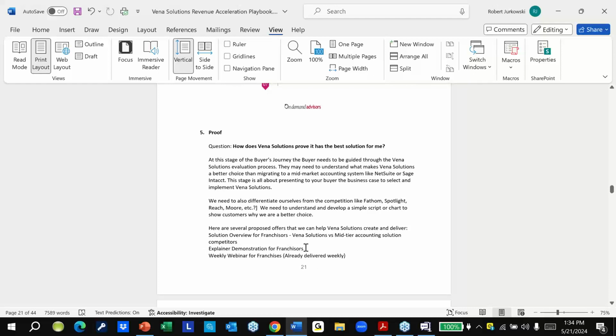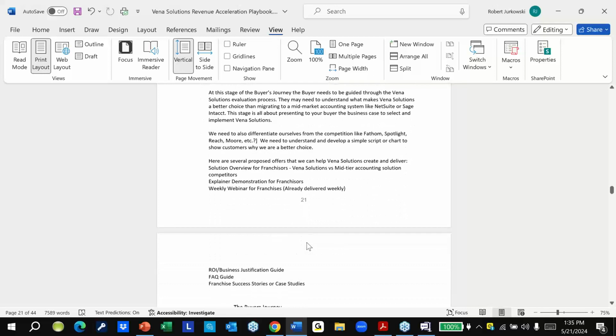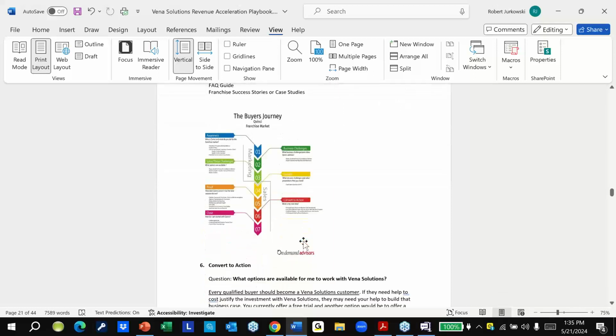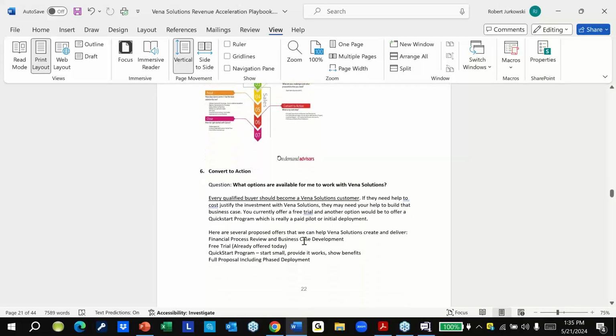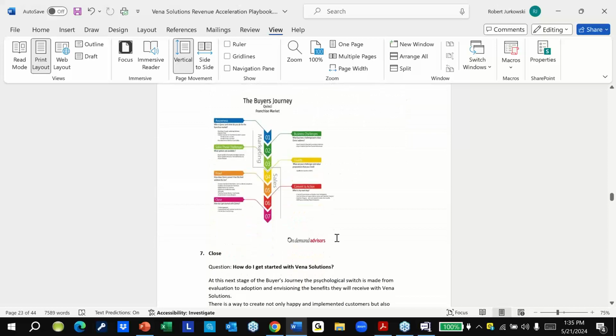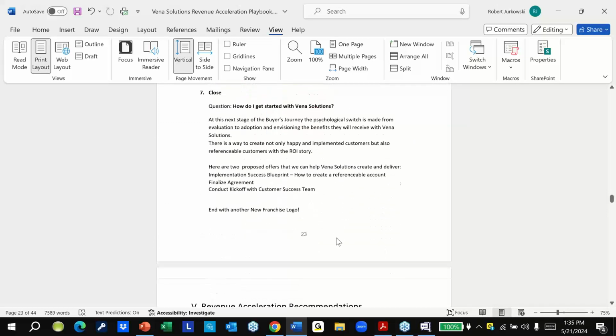You're going to need explainer demonstrations for that market. You may even need weekly webinars. You're going to need an ROI, cost justification guide. You may need a buyer's guide, and you may need, obviously, success stories. So one of the things that we think through when we're thinking about a playbook is what do you need to do to facilitate the sales journey and the buyer's journey?